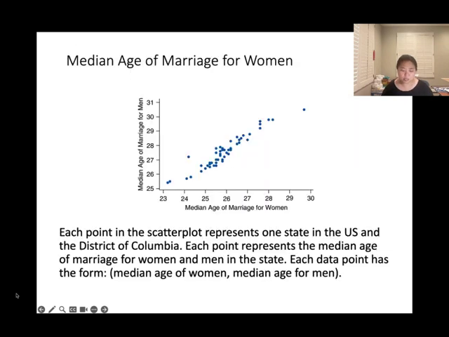Okay, let's look at this example. This is a scatterplot of the typical marrying age for men and women in the United States. You can see the points here represent the 50 states and the District of Columbia. So each point represents a state and shows us the typical age at which men and women marry in that state. Again, one point represents one data point.